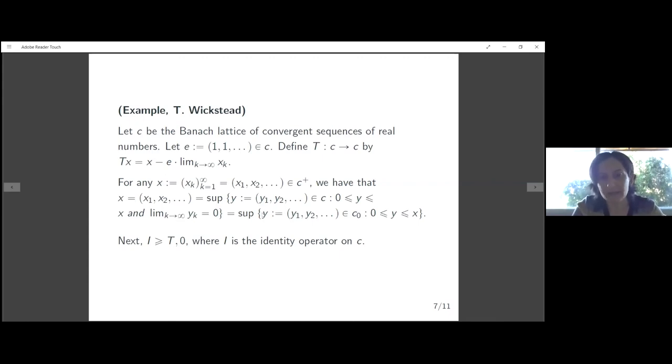So having this in mind, we observe also that the identity operator is greater than or equal to T defined by this formula. Why? Because if we take a positive vector X having positive coordinates X1, X2, etc., then their limit is positive. E times this limit is positive as well, and this is Ix here. So Tx is obviously less than or equal to Ix for positive X, hence T is less than or equal to I. So I is an upper bound for T and 0.